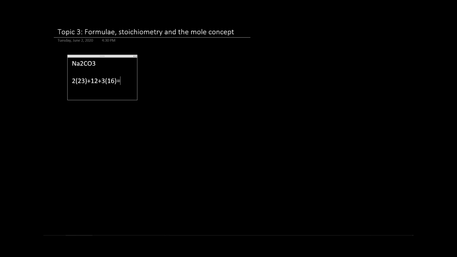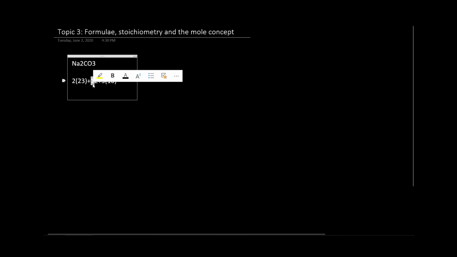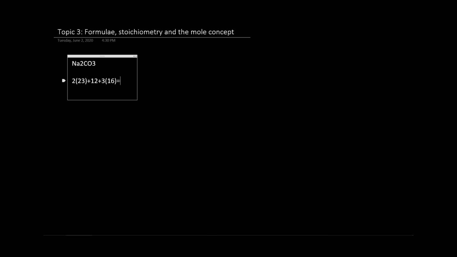Since there are 3 atoms of oxygen, we multiply the AR of oxygen, which is 16, by 3. Since there's only 1 carbon atom, we multiply the AR of carbon, which is 12, by 1. And since the number of sodium atoms here is 2, we multiply the AR of sodium, which is 23, by 2. The addition of all gives us 46 plus 48 plus 12, which is 106.